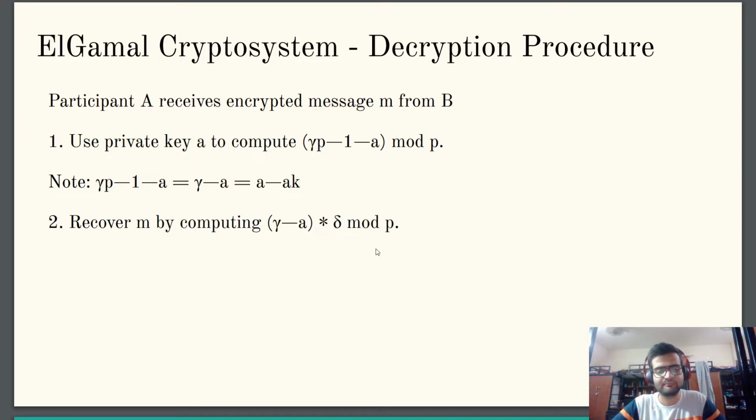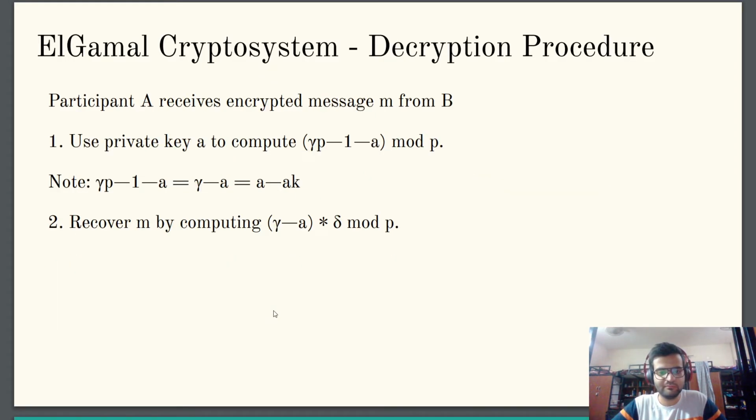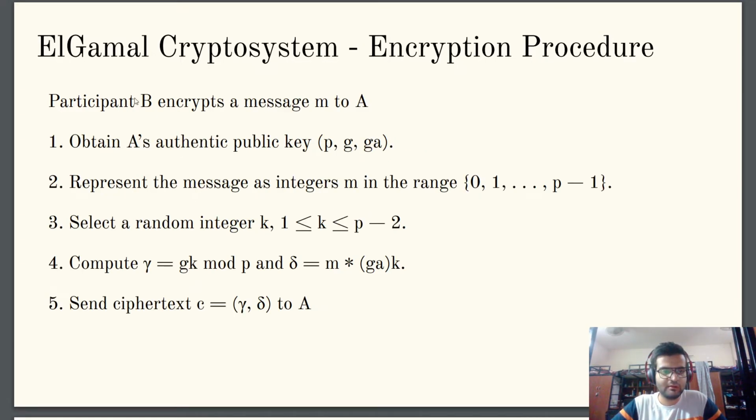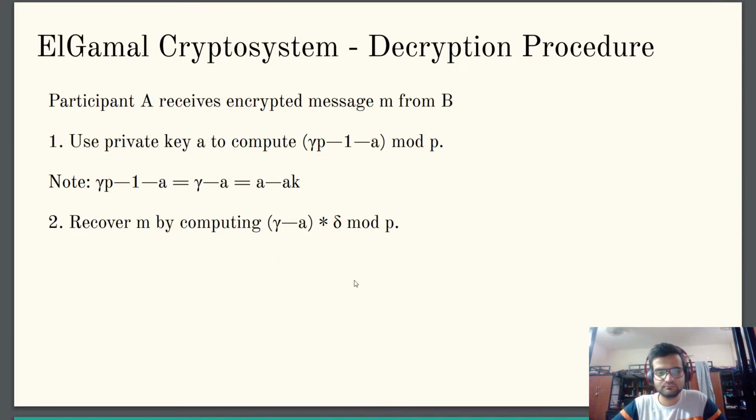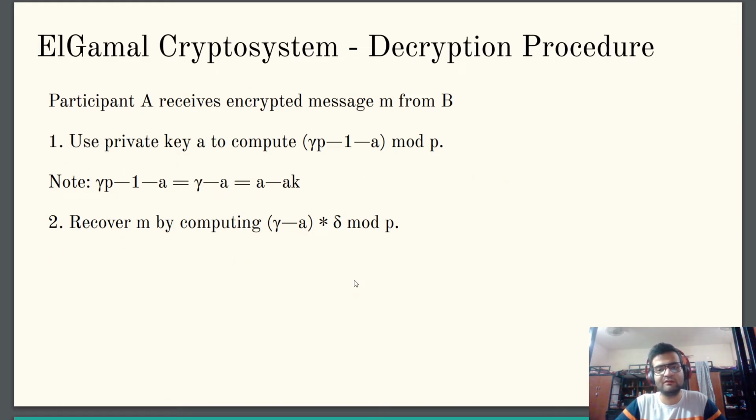Now we can see that when Bob sent the ciphertext to A, he was sending gamma and delta to A. So we have gamma and delta here. A was already known on the participant A side, which was the private key, and P was the big prime number, which was generated by party A. That's how the ElGamal cryptosystem works. We talked about three procedures: key generation, encryption procedure, and decryption procedure.